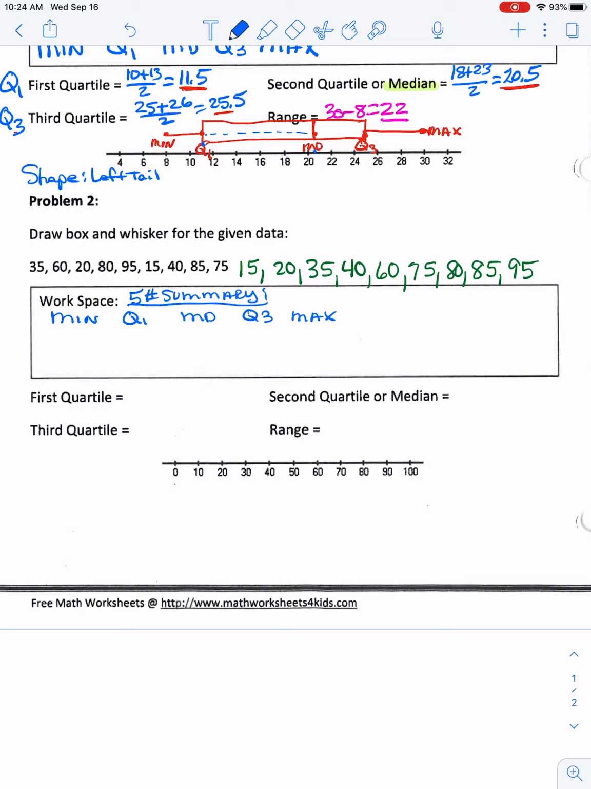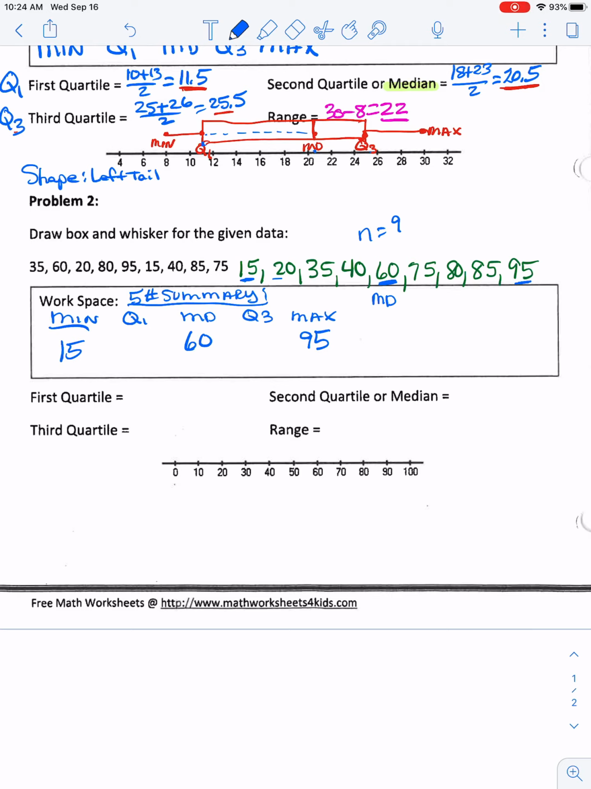So min, you can see there is 15 over here. Max is down here at 95. Median, if I remember right, I'm counting, we have 9 values here, so we should be able to go right to the halfway point. So we're right here for median at 60. We got 4 numbers below and 4 above, so we're at 60.